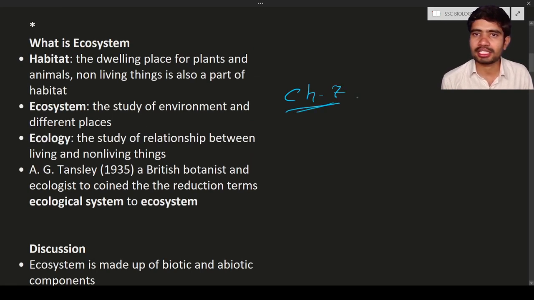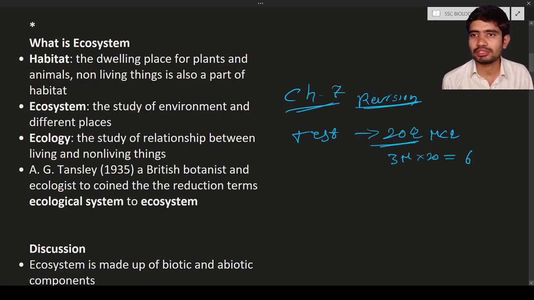This is known as revision. Why are we going to do the revision? The reason is tomorrow there will be a test. The test contains 20 questions, all are multiple choice questions, and each question carries 3 marks. So in total, 60 marks will be for the question paper. You have to attend all questions and you will get marks.